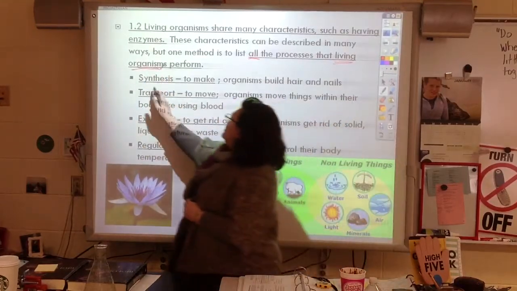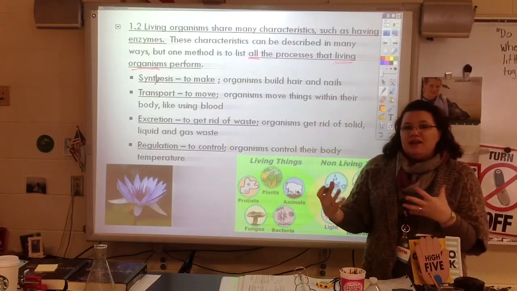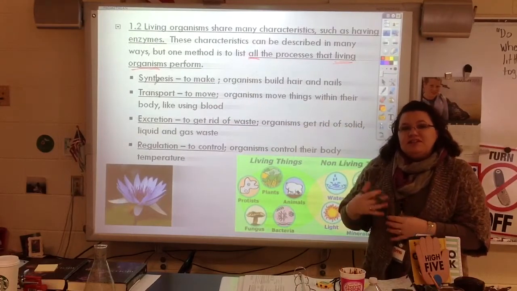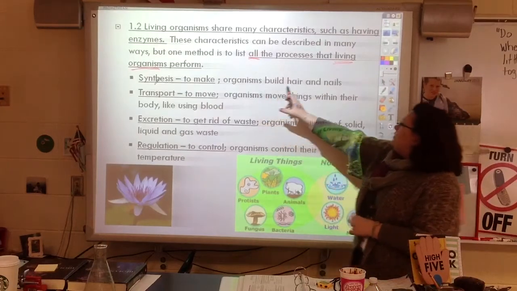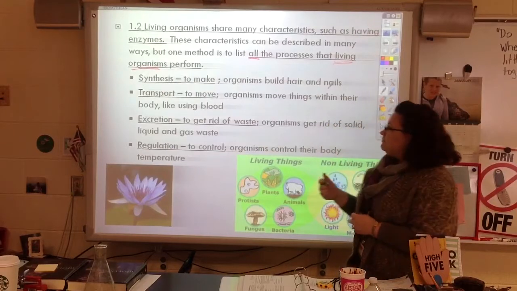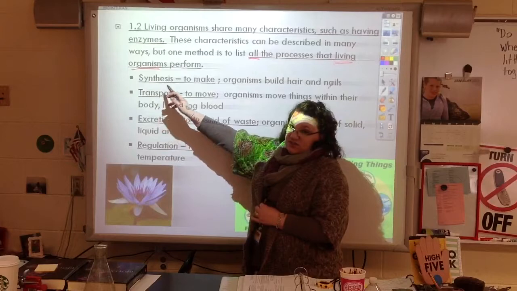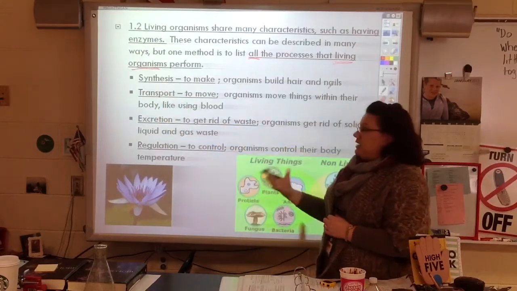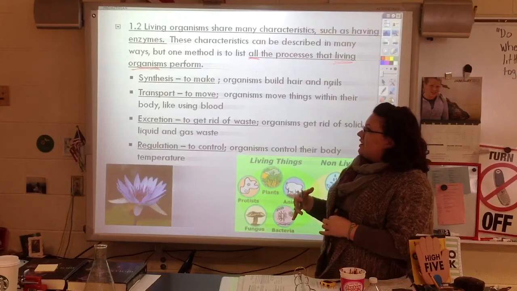The first is synthesis, to make, like proteins and things that your body needs to build, to grow. Organisms build hair and nails which grow. These are made out of protein. Proteins are not the only thing we make. We also can make new cells.